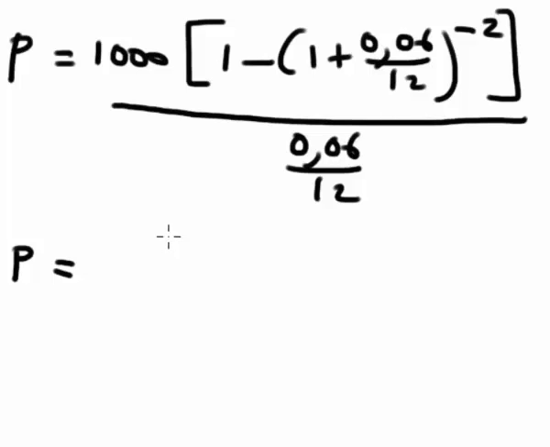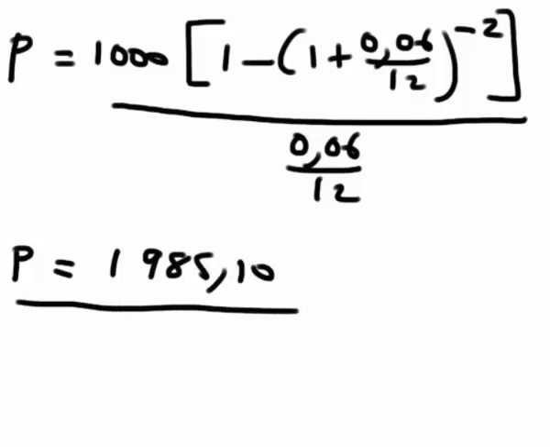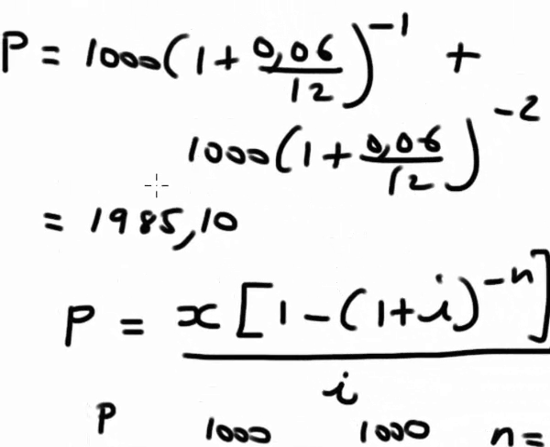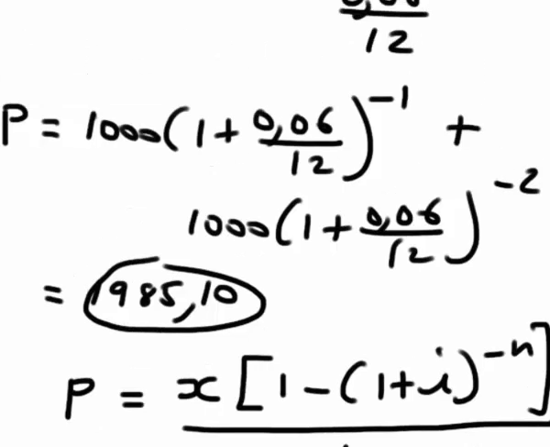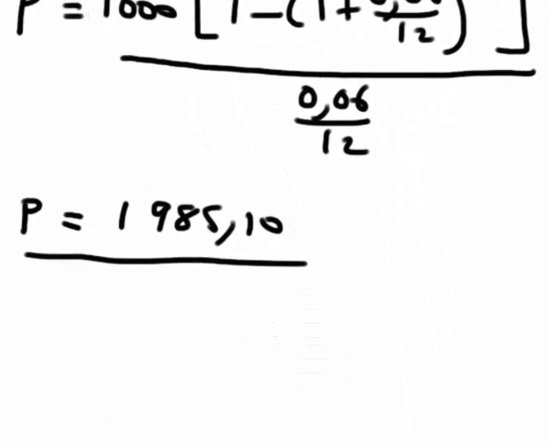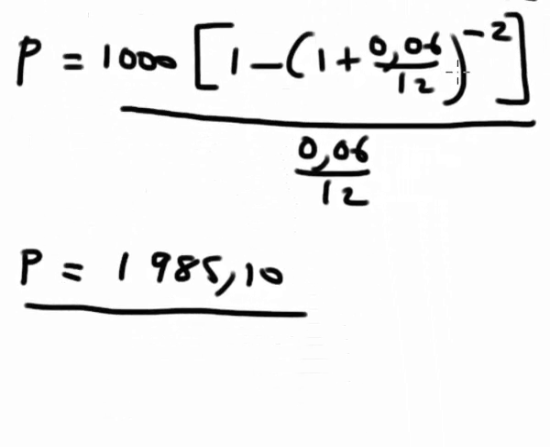That amount, believe it or not, is going to amount to 1985,10. Is that not amazing? That is exactly the same as what you do like here. Isn't that incredible? So instead of just taking each of these back and removing interest, we've got a formula called the present value annuity formula that helps us. Now the advantage of this cannot be overestimated.